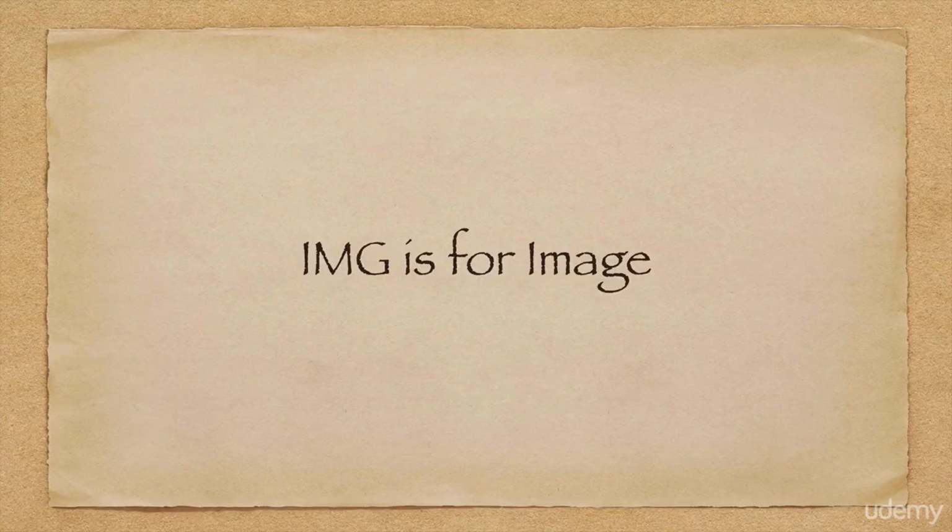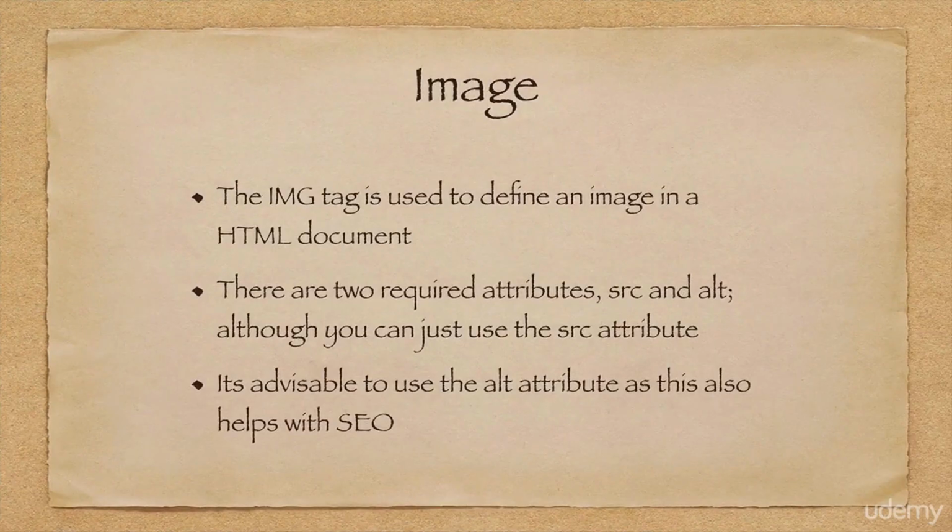IMG, img, is for image. So the IMG tag is used to define an image in an HTML document. There are two required attributes, src and alt, although you can get away with just using the src attribute. But it is advisable to use the alt attribute, as this also helps with SEO.